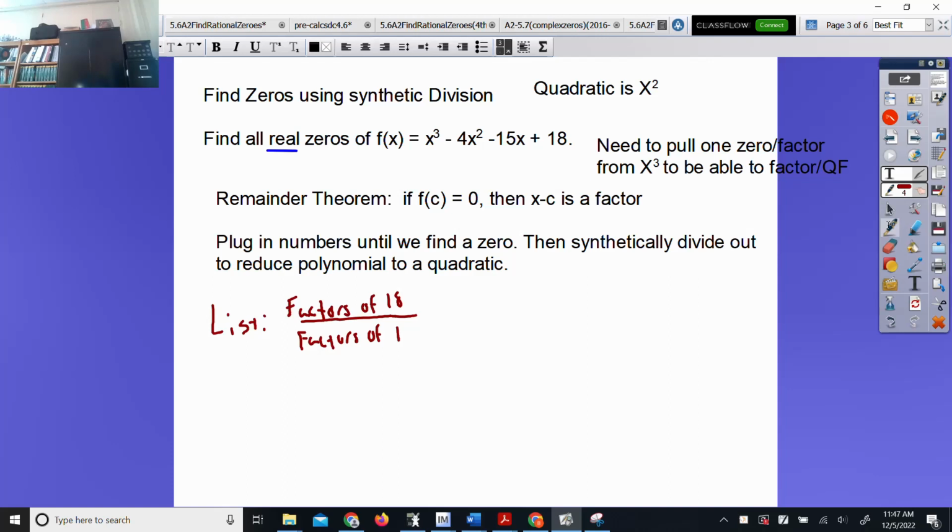What's factors of 18 going to be? I agree with 1 and 2. 1, 2, 3, 6, 9, and 18, over plus or minus 1. And what you have to do is just randomly guess. Guess a number that's in that list. 4. Okay. I don't know if it is or not.